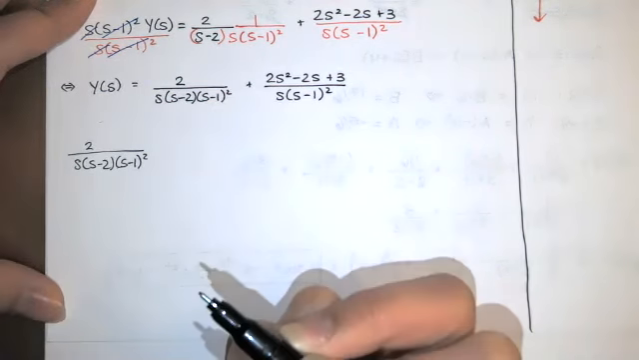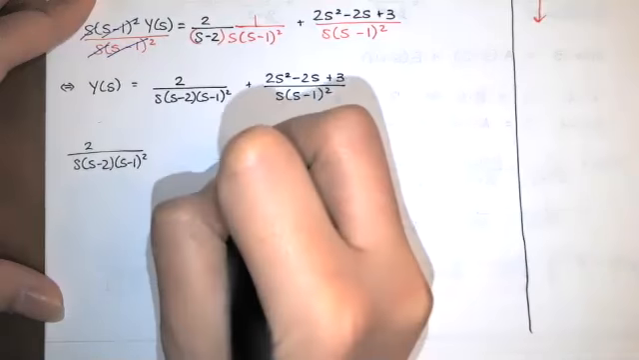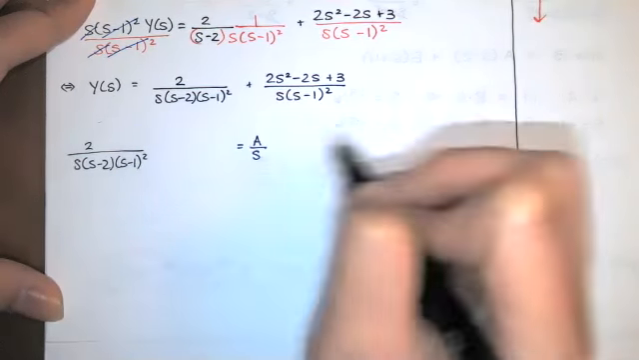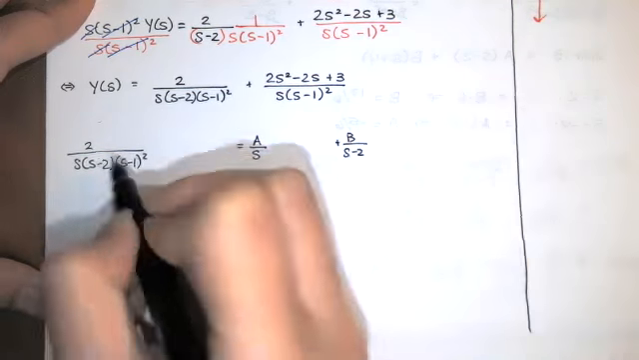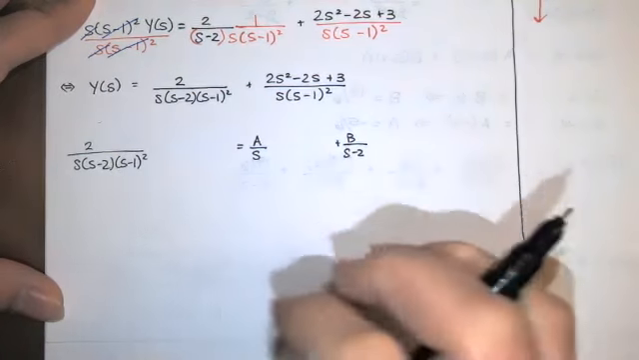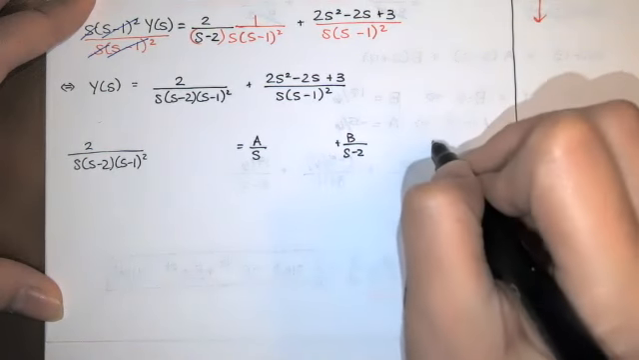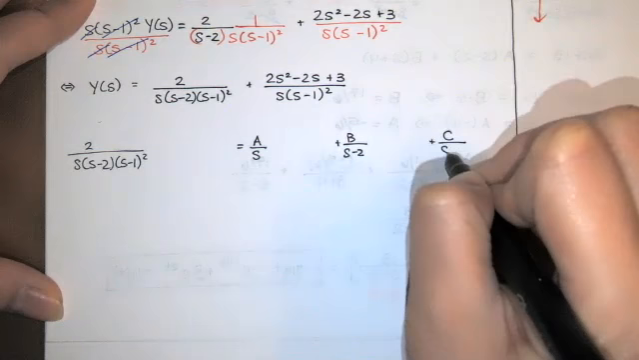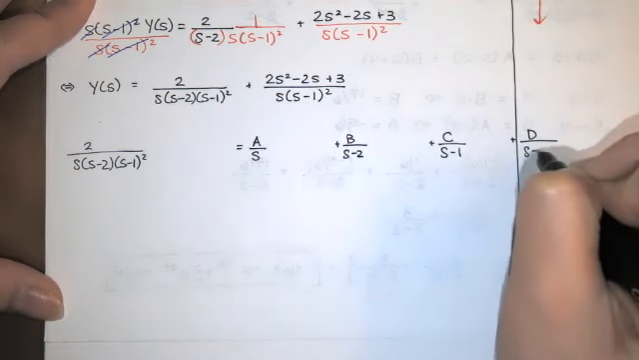So I've got 4 linear factors. This one and this one are not repeated. So I'll have a constant over s, and then I'll have a constant over s minus 2. And this s minus 1 squared will have 2 different terms in the decomposition. So I'll have a constant over s minus 1, and then I'll have a constant over s minus 1 squared.